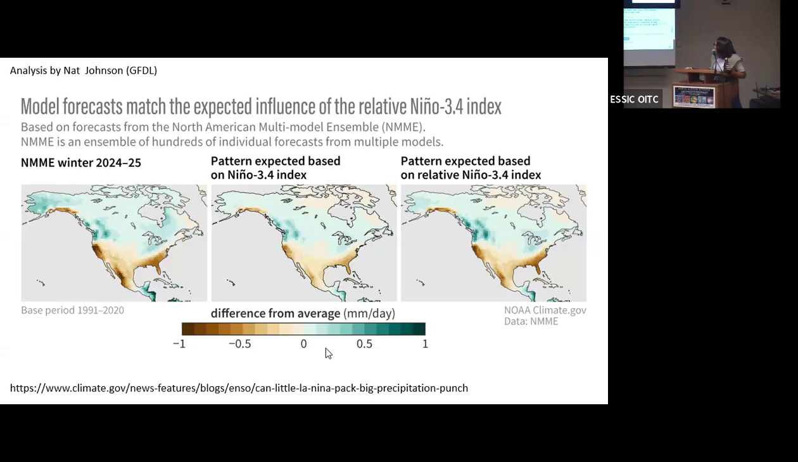All right. So can the RONI better capture ENSO events that aren't centered? How do I get rid of that? What is this thing? Oh, there. Oh my God, that's annoying.